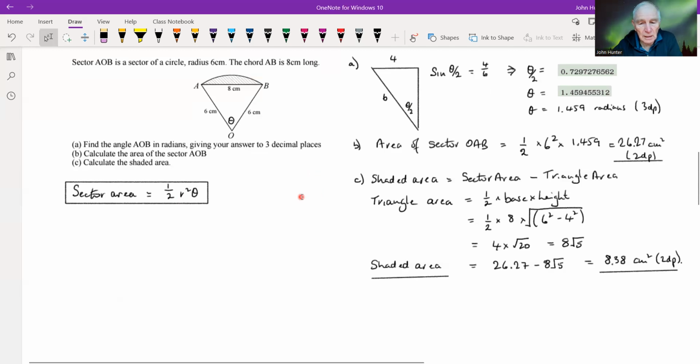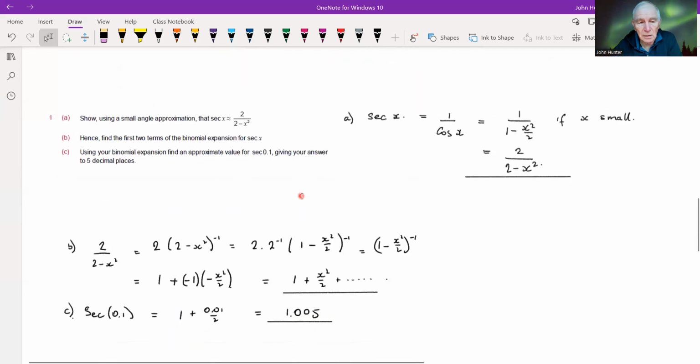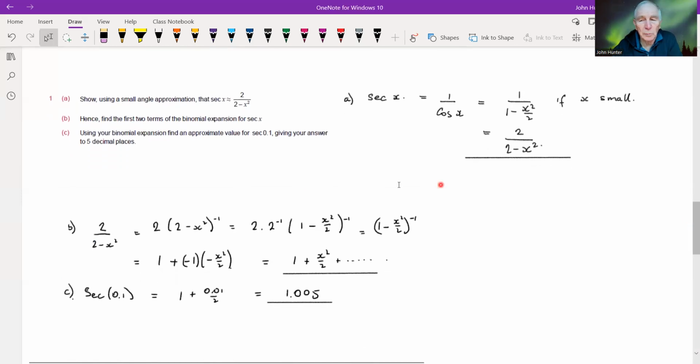Right, okay, let's have a look at another example here. Now this is with small angle approximations. You're not going to get a question as simple as: here's the small angle, what's the sine? It's always going to be something a little bit more complicated like this. Show using a small angle approximation that sec x equals 2 divided by 2 minus x squared. Well, secant is 1 over cosine, isn't it?